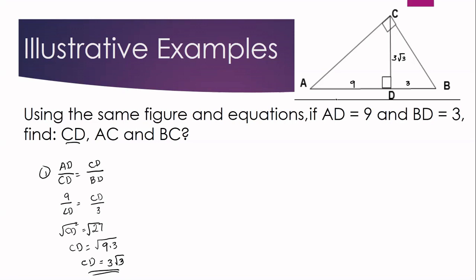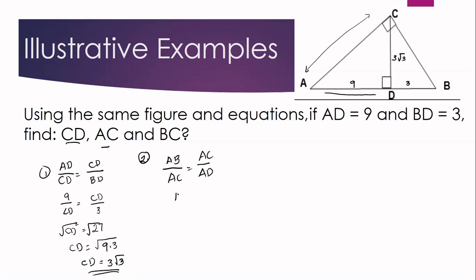Now, how about AC? Kunin natin yung pangalawa, AC. Our AC is the leg of the original right triangle. So again, ang leg natin is the geometric mean. So geometric mean ang leg ng ating hypotenuse. Our hypotenuse is AB at yung segment ng hypotenuse na malapit sa AC obviously is AD. So this is our equation. So we have AB. What is our AB? If AD is 9 and BD is 3, so 9 plus 3, that is 12.